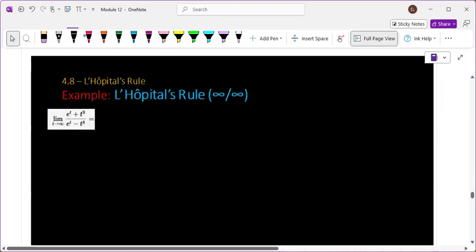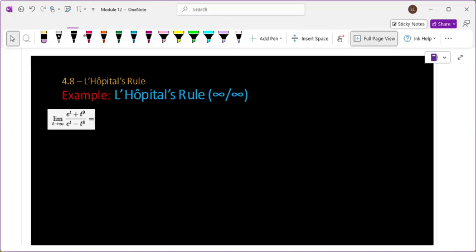All right, here's our next ridiculous example. So this is L'Hopital's to the ridiculous. Absolutely would not ask this on a test, but it's kind of cute to do as an example.